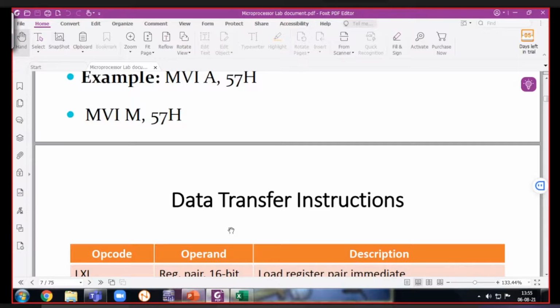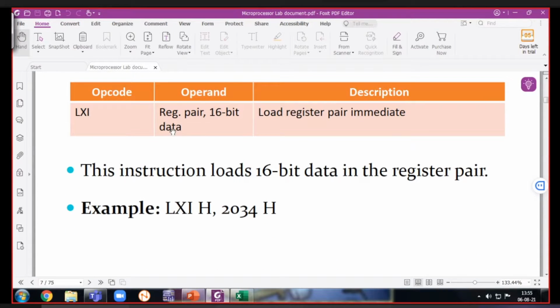Then comes LXI. LXI is register pair and 16-bit data. This register pair may be HL, DE, or BC. If a register pair is there, the operand should be of 16 bits. So it is load register pair immediate. I is there in the instruction, so we can say it is of immediate addressing mode. This instruction loads 16-bit data in the register pair.